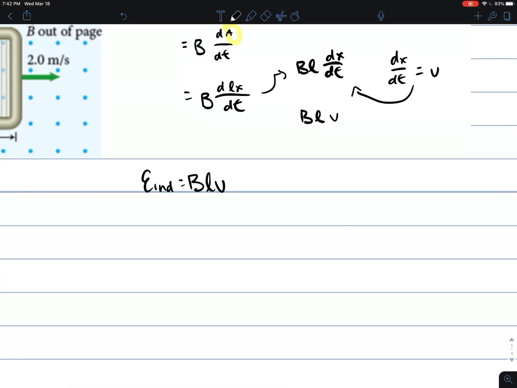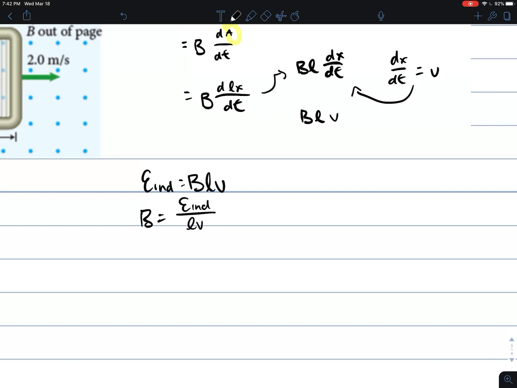Now that we have that, and since we are searching for B, which is the magnetic field, we can rearrange the equation for that. So we can say B equals, what would it be? No, it would be E induced over, yeah, E induced over Lv. That'll just give us the final equation that we're going to use.